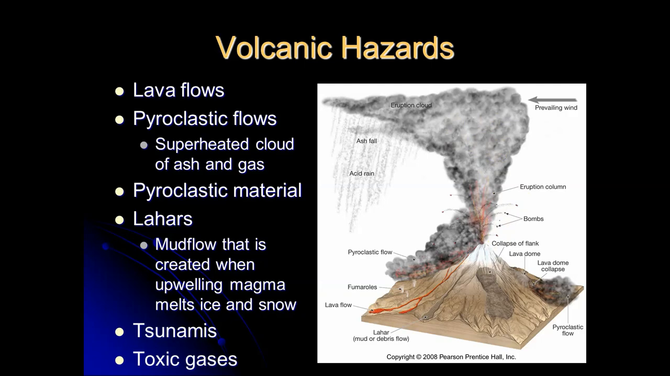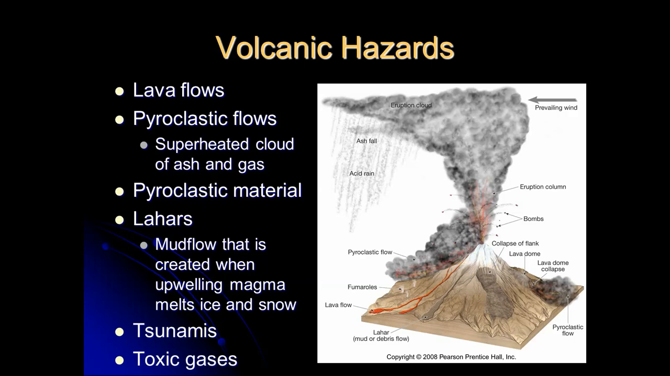We also have lahars. Now think of a stratovolcano. Most stratovolcanoes, because of the high elevation at the top, have snow and ice at their summit. So as the magma moves into the magma chamber, the heat from the magma melts this snow and ice, creating essentially a mud flow that once again travels down the side or flank of a volcano. So a lahar is simply a mud flow that occurs in volcanic terrain.